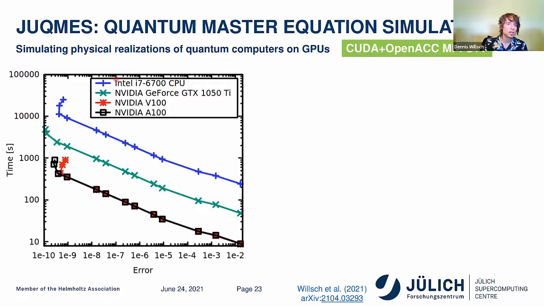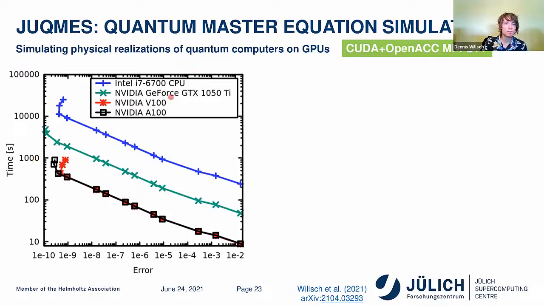So we have an Intel CPU here. We see that's the top line, it's rather slow. So to reach an error of say 10 to the minus 4, which is what we would want in a typical simulation, we have to wait 1000 seconds for the simulation.